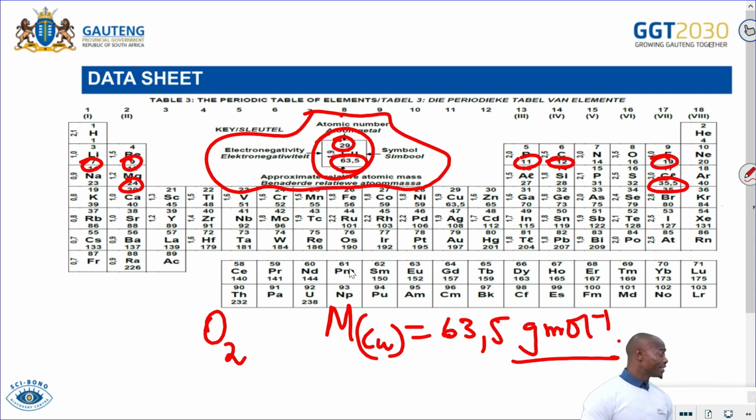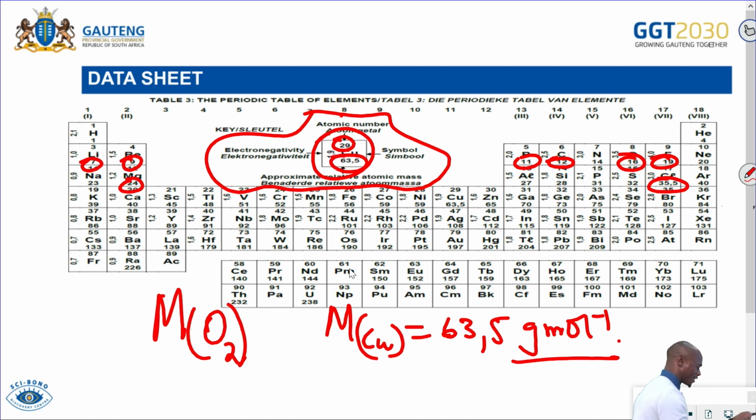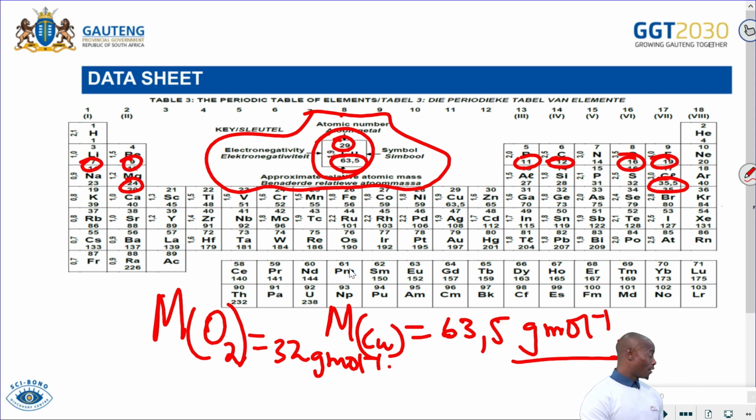Then what is the relative molecular mass of oxygen, O2? The relative molecular mass of oxygen will be 2 times 16, which is 32. If it's the molar mass, it will be 32 grams per mole. That is the molar mass of O2, all right?